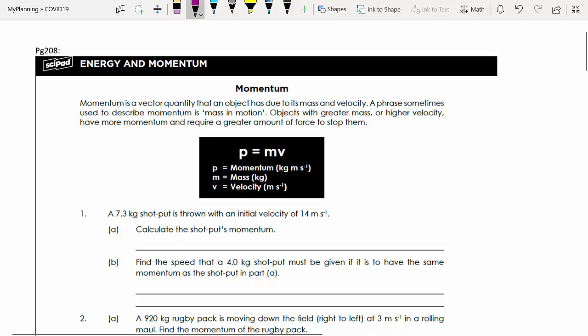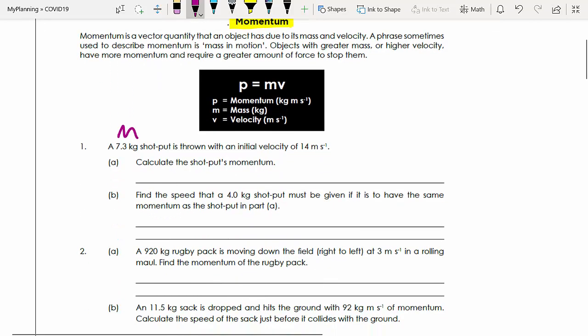SciPAD page 208, looking at this idea of momentum. So momentum, symbol P, is equal to mass times velocity. Let's have a go at question number 1. A 7.3 kilogram shot put is thrown with an initial velocity v of 14. Calculate the shot put's momentum. And so simply mass times velocity, 7.3 times 14.